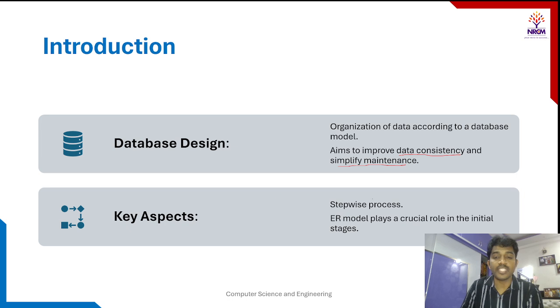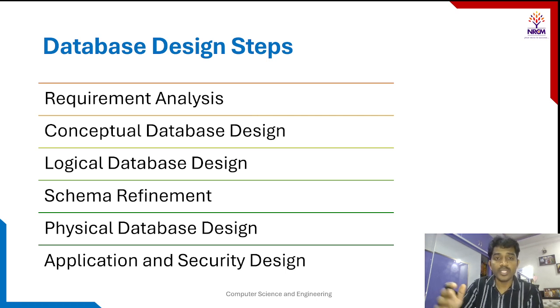The key aspects are a step-by-step process, and the ER model plays a crucial role in the initial stages. For the designing, you are going to use the ER, entity relationship model. For this design, we require 6 phases. First is the requirement phase, followed by the conceptual database design, logical database design, schema refinement, physical database design, and the application and security design. We'll see them one by one.